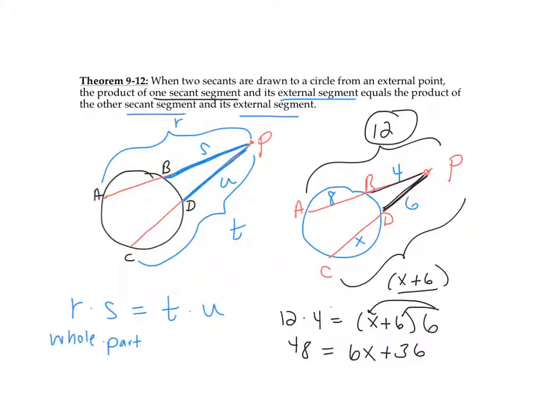So you end up with 12 is equal to 6x, and that will give us x is equal to 2. Again, go back in and check your work by plugging 2 in for x and just making sure that it works in the theorem.